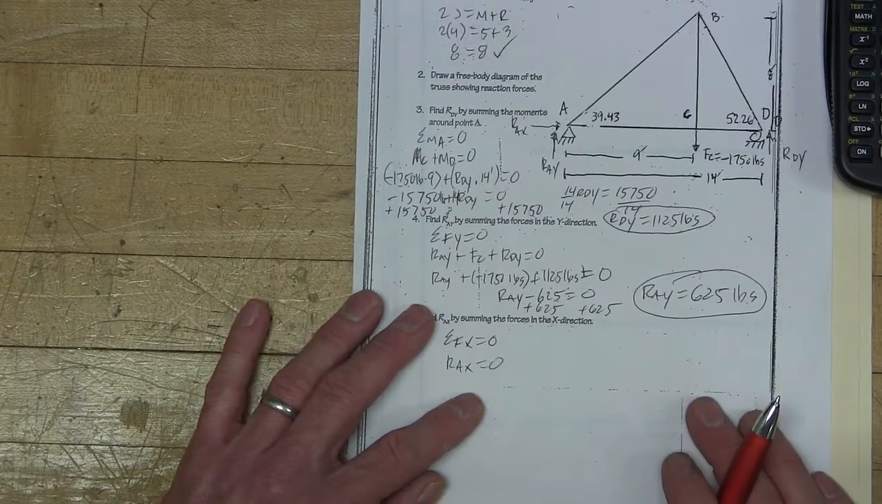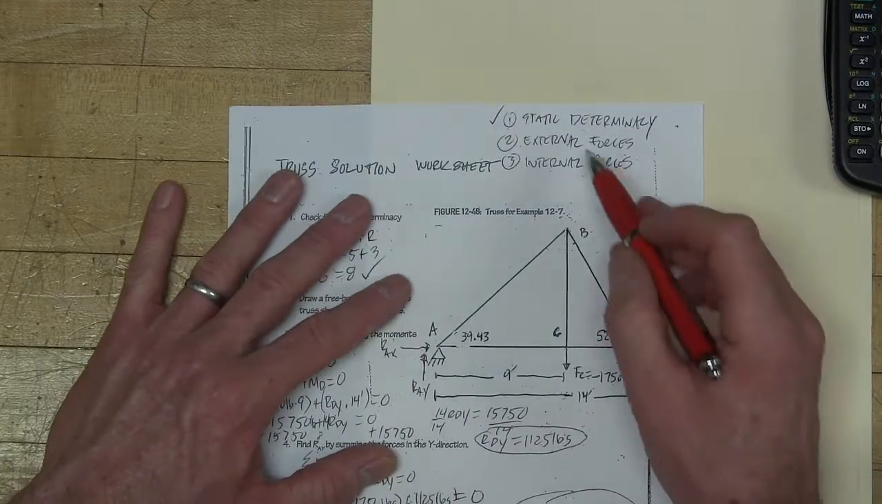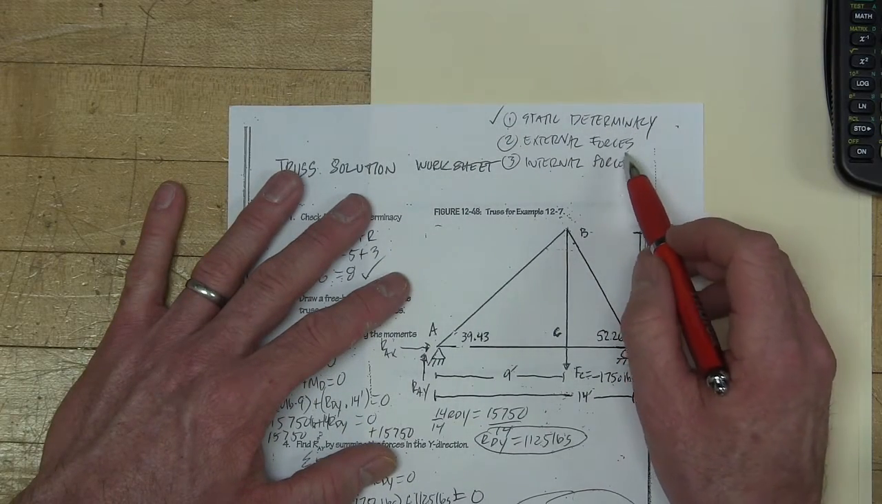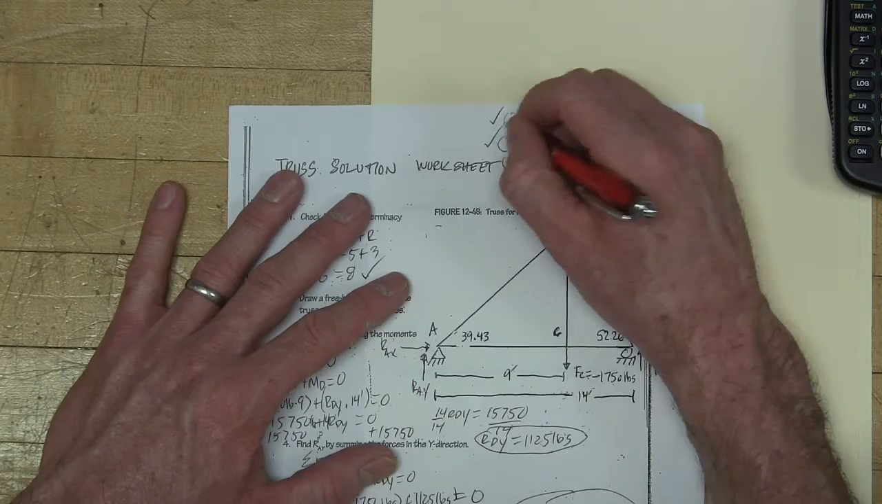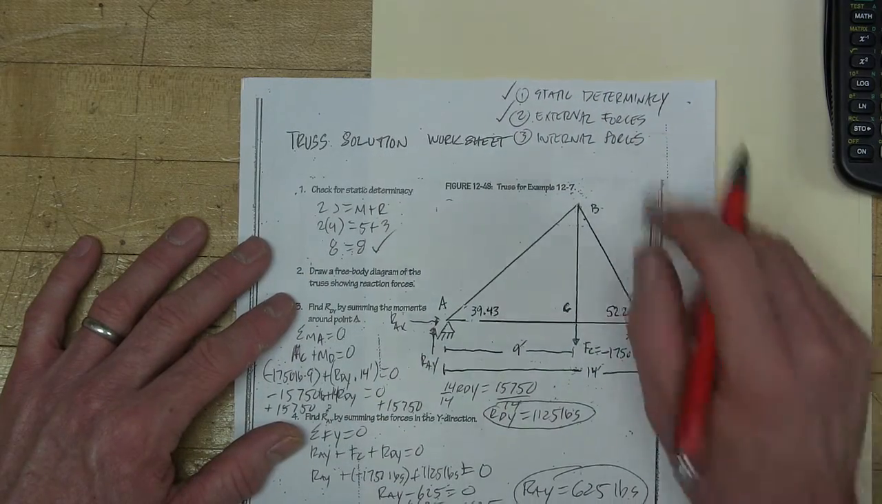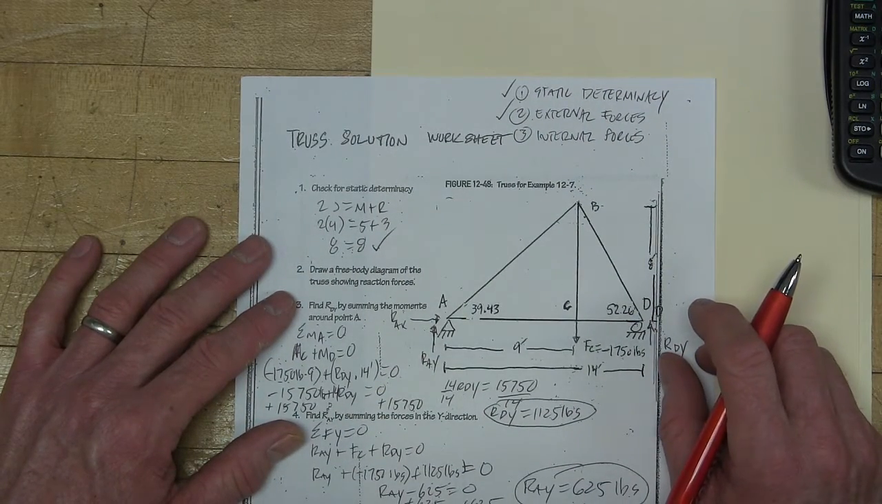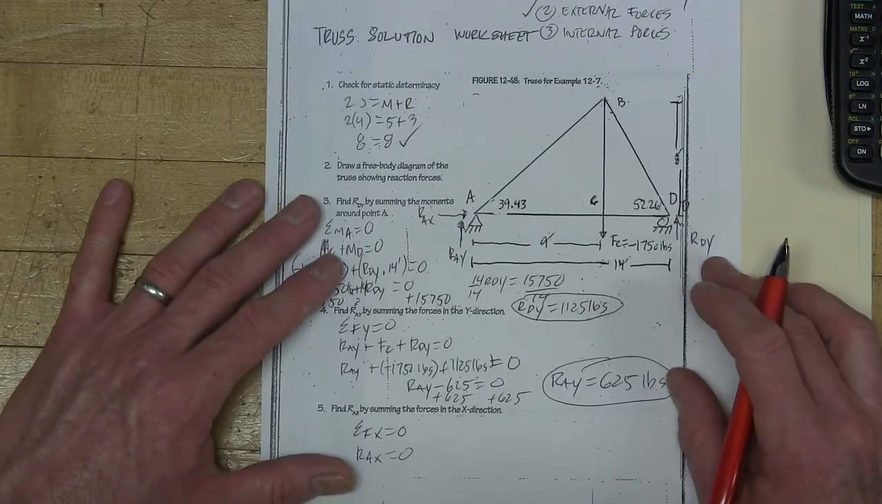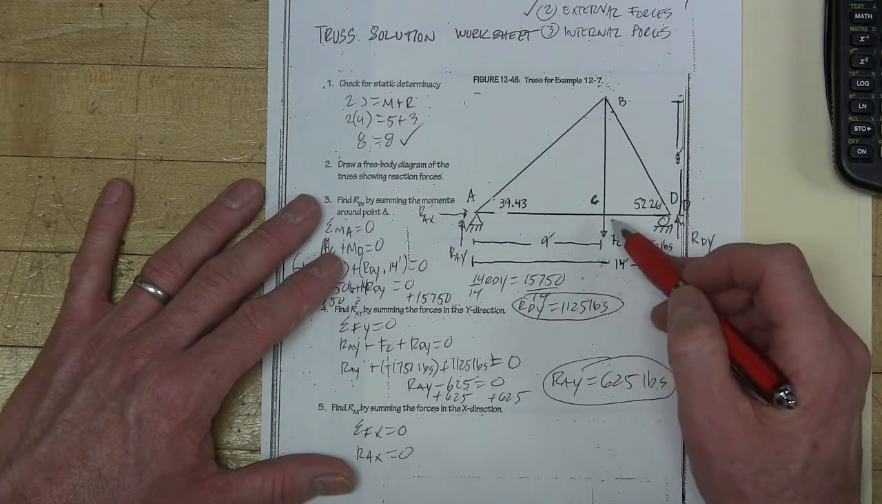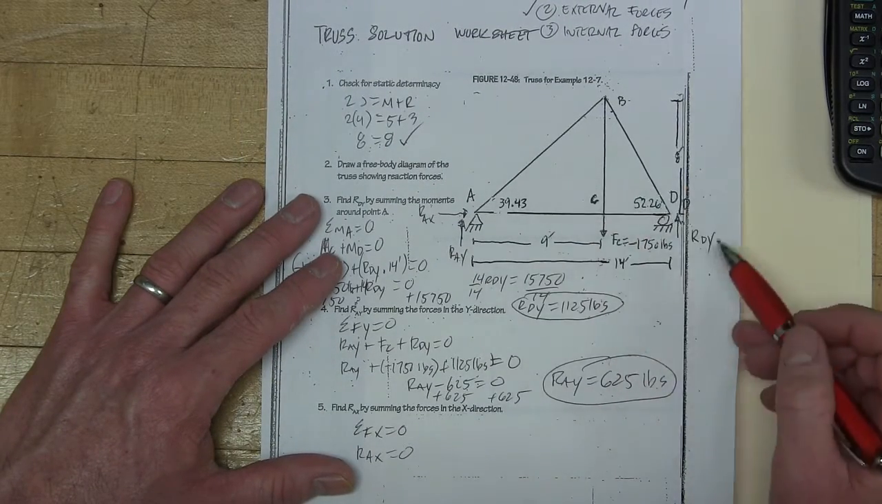Okay? So that's it. If we come back to our original list here of solving for static determinacy, solving then for external forces, we're done. Those first 2 steps are done. And we're going to flip over to the other side of our page and use some of this information now to solve for the rest of our internal member forces.